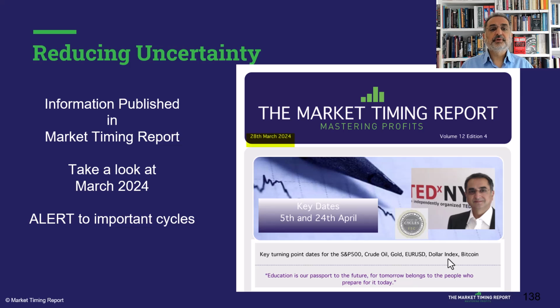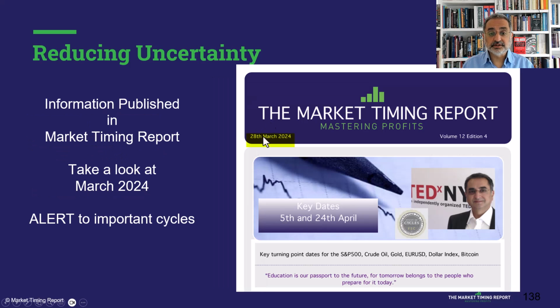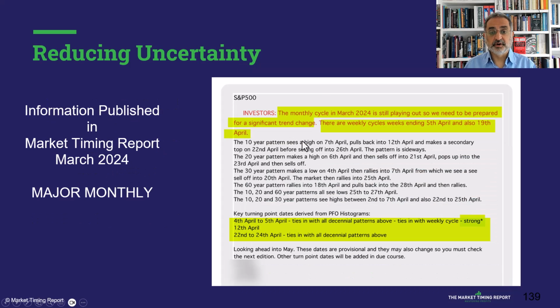This information we publish in our market timing report, which comes out once a month. So this was published back on the 28th of March. And I want to just point out how we identified this and had you all forewarned. The major monthly cycle, so that was the big set of spikes, is still playing out. We need to be prepared under our weekly cycles for the weeks ending 5th April and 19th of April. So we are on alert, and this is all the way back on the 28th of March.